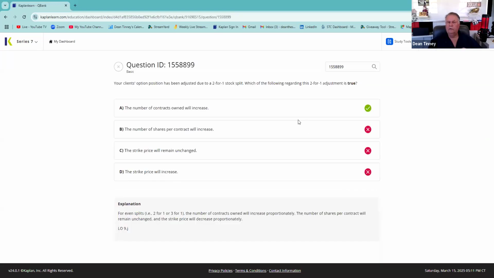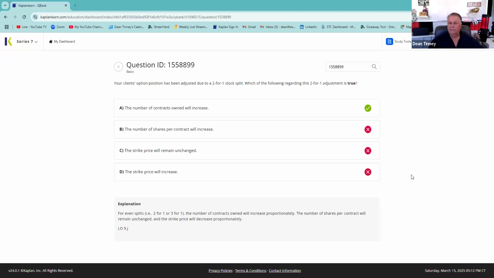Kind of like with adjusting your cost base for stock splits and stock dividends. What I mean by that is you can almost get those right by just knowing I have more shares at a lower price. Your client's option position has been adjusted due to a 2-for-1 stock split. So this is an even split. So now you're going to have twice as many contracts. If you had one, you now have two. And if it was a strike price of 40, it's now 20. So that's called the multiplier. The multiplier is still 100, right? So now you've got two contracts and you can exercise into 200 shares instead of 100.